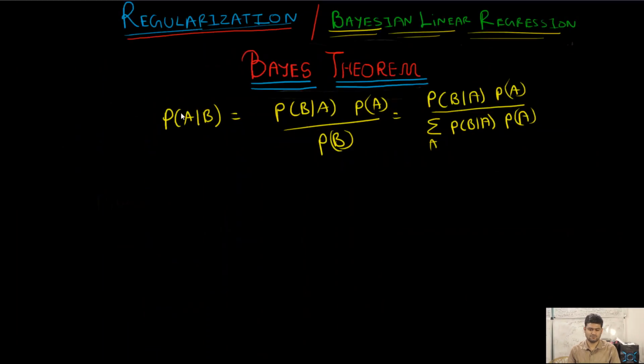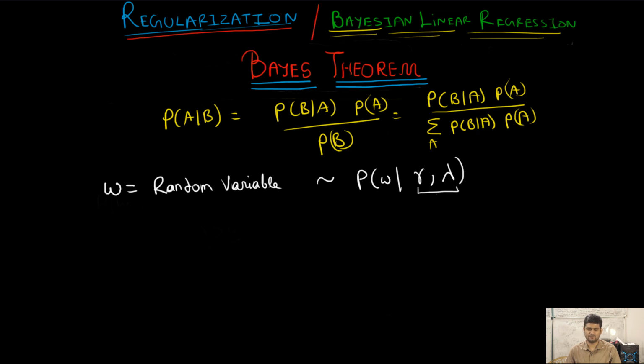So as we have discussed in the previous parts of the lecture, we are going to assume that the parameters W are now a random variable, with some prior distribution P of W given some hyperparameters gamma and lambda. Here these are not random variables, they are the hyperparameters that control the distribution of W.